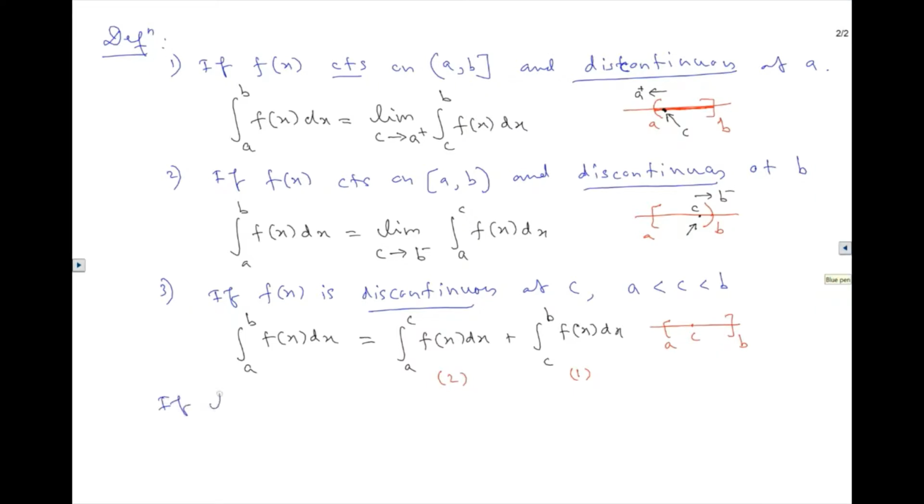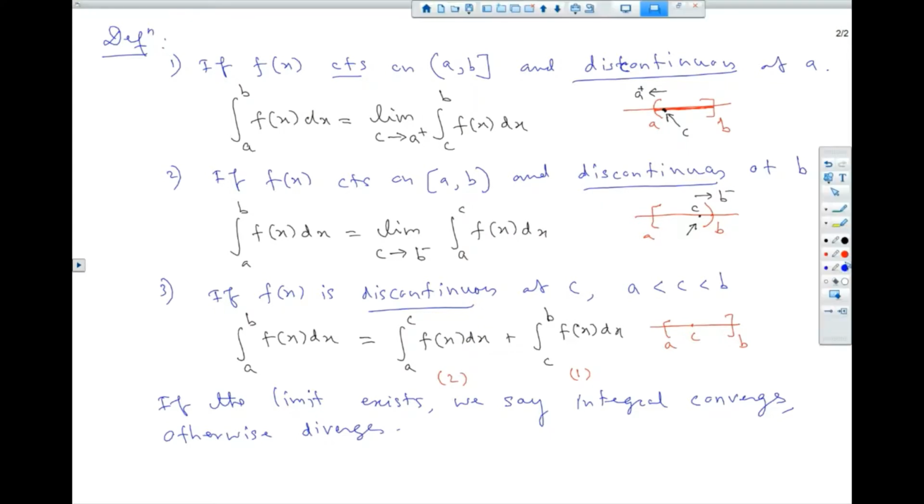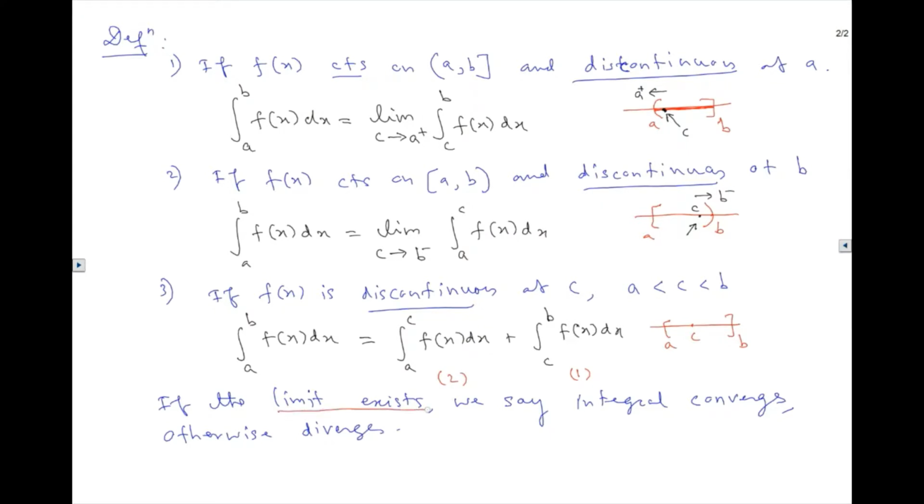So we can say, if the limit exists, we say the integral converges. Otherwise, it diverges. If the limit does not exist, we say it diverges.